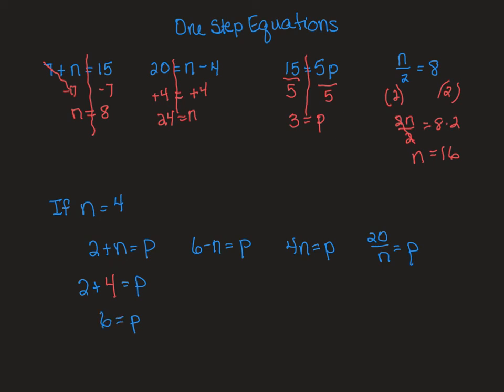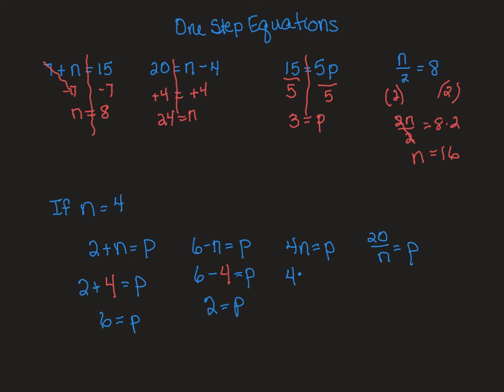Okay, in this case, it's going to be 6 minus, okay, and I know n is 4, and that's going to equal p, and so p is going to equal 2. So I'm just substituting in. I'm saying that n is 4. I'm getting rid of the n, and I'm saying I know what it is. It's 4.